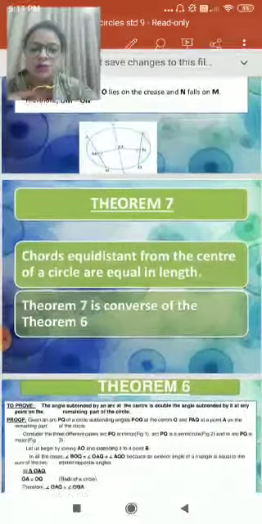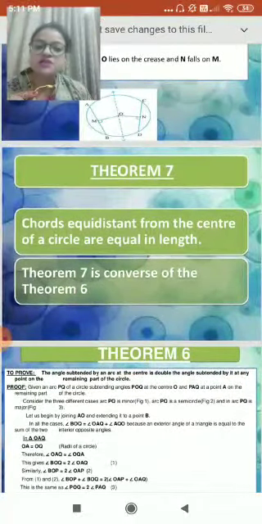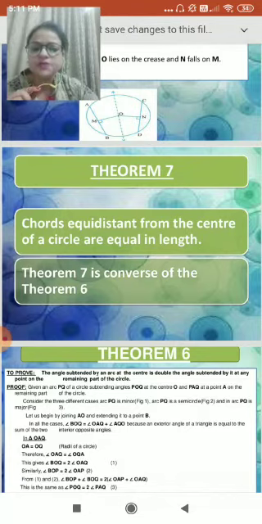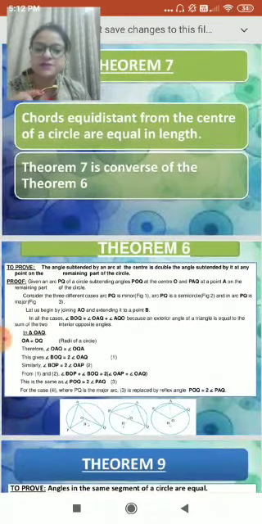Now theorem number 7, chords equidistant from the center of a circle are equal in length. So theorem number 7 is basically again the converse of theorem number 6. So if you prove theorem number 6, definitely you can prove theorem number 7, because it is again the converse, or rather you can say the opposite proving related to theorem number 6. Now theorem number 8.